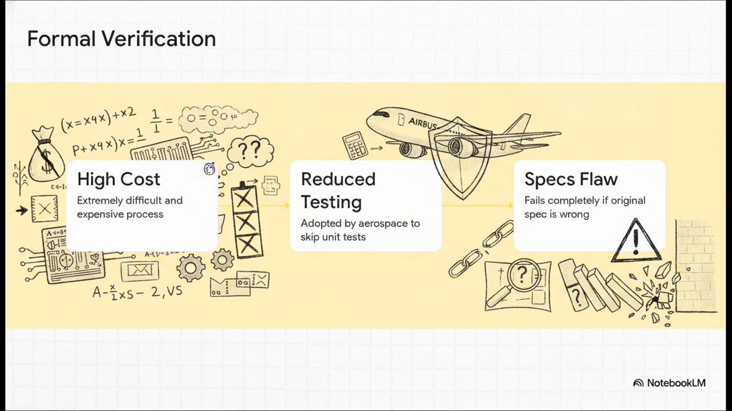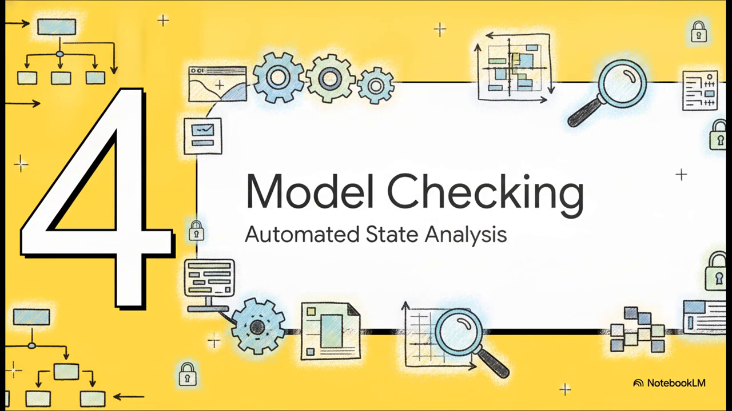But third, and this is absolutely vital, we must highlight a fatal drawback. A mathematical proof is entirely useless if the original specification is wrong. If the engineers told the mathematicians to prove the wrong behavior, the system will just execute that wrong behavior perfectly. So, formal verification offers absolute mathematical proof of safety and reduces testing, but it's expensive and totally reliant on flawless initial specifications. Moving to Section 4, Automated State Model Checking.